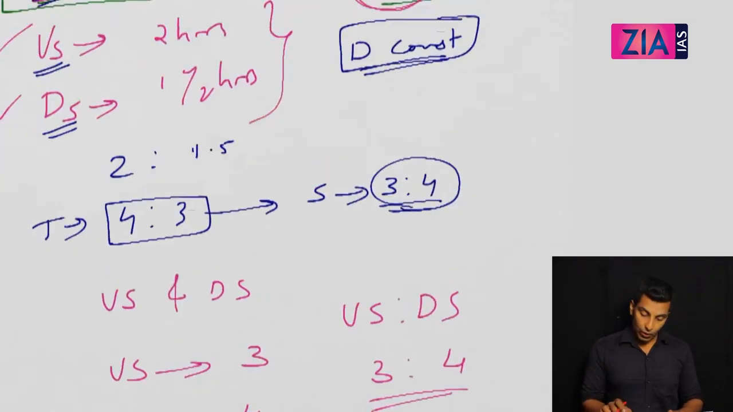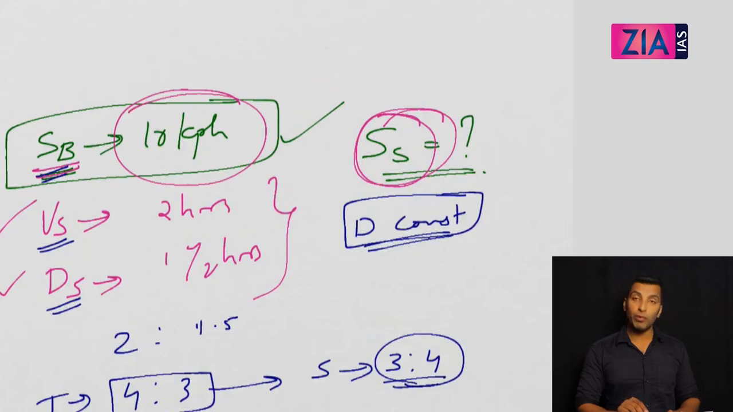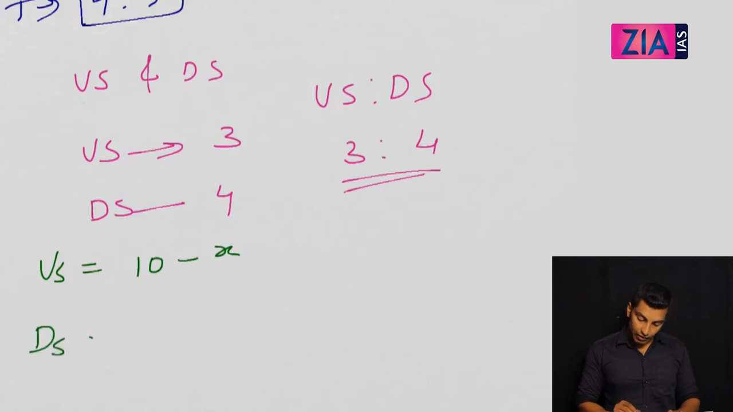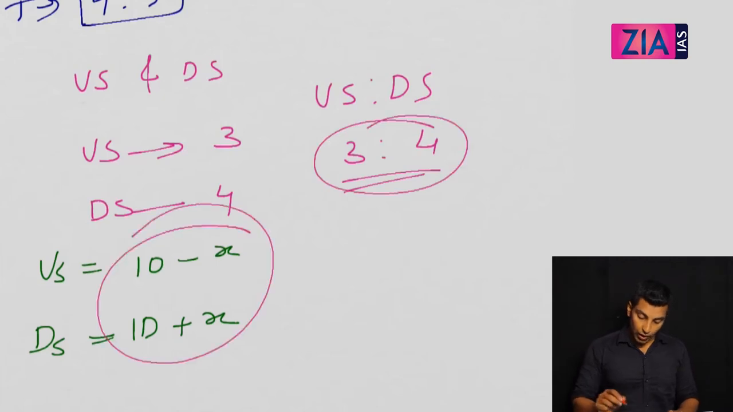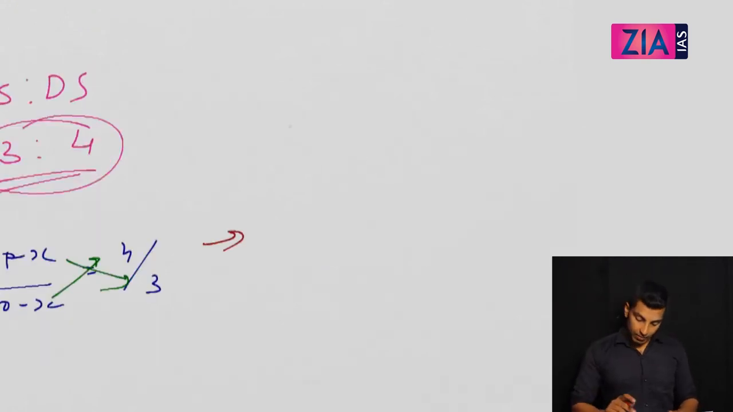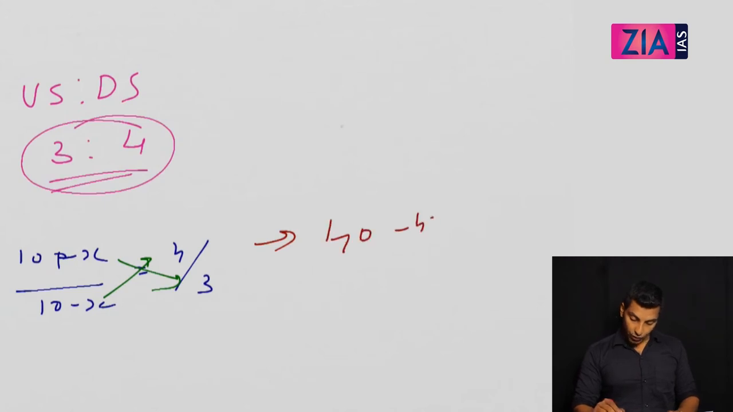That's the ratio. Now from here, we know the speed of the boat, and the speed of the stream is what we need to find out. Let's assume that this is x. So what is the upstream speed? Upstream speed will be 10 minus x. Downstream speed will be 10 plus x. Now you know this ratio, so you can write 10 plus x divided by 10 minus x is equal to 4 divided by 3. Now this will become 40 minus 4x is equal to 30 plus 3x, right?